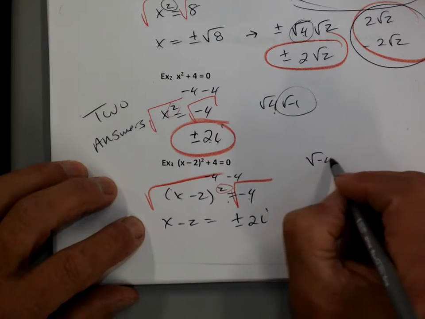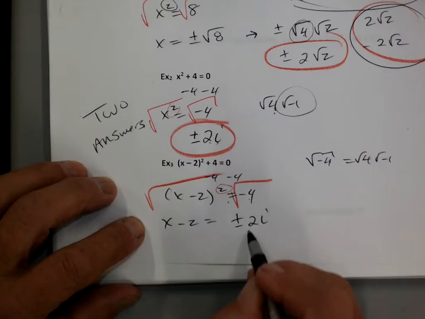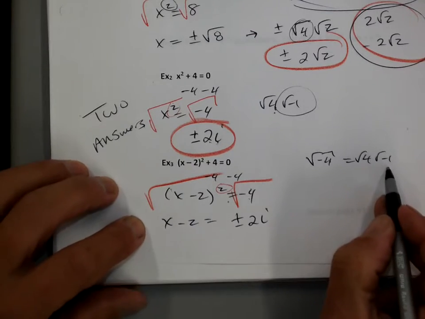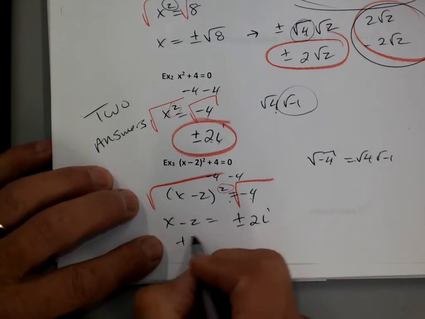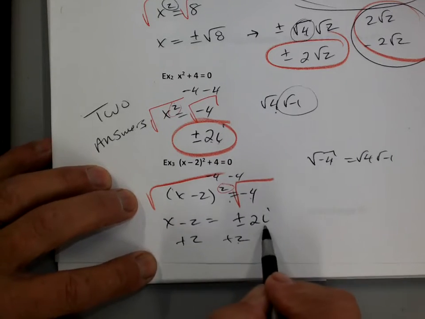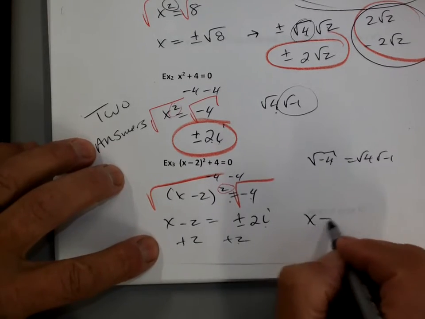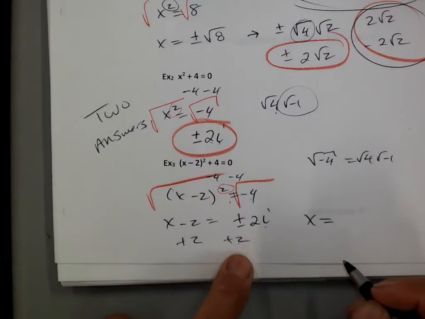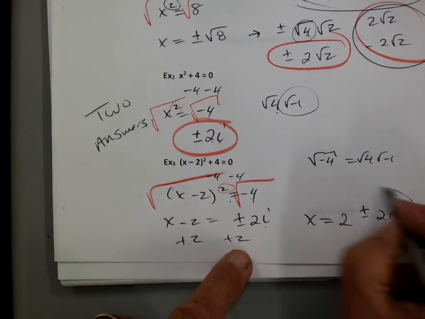Square root of negative 4, square root of 4, square root of negative 1, which makes a 2, and that's my i. Square root of negative 1 is i, it's imaginary. Okay, now I've got to solve, so I'm going to go plus 2, plus 2. Now, that is a real number, that's an imaginary. So we cannot add them, but we rewrite it as x is equal to 2 plus or minus 2i, okay?